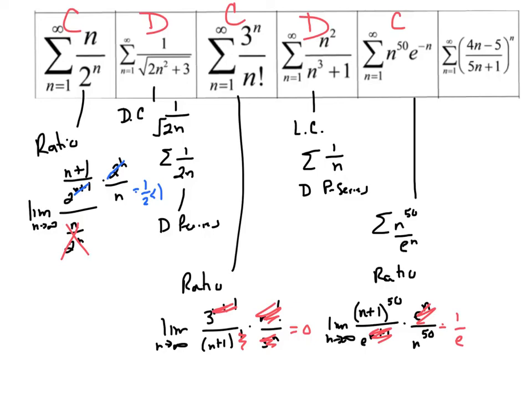Next, we have a whole thing raised to the nth power. This is where we use root test. Root test says we look at just the thing inside, the (4n minus 5) over (5n plus 1), and ask, does that have a limit as n goes to infinity less than 1? It does. It's 4/5. So think about it like it's geometric. It's something close to 4/5 being raised to a power, and that geometric series would converge. So will this.